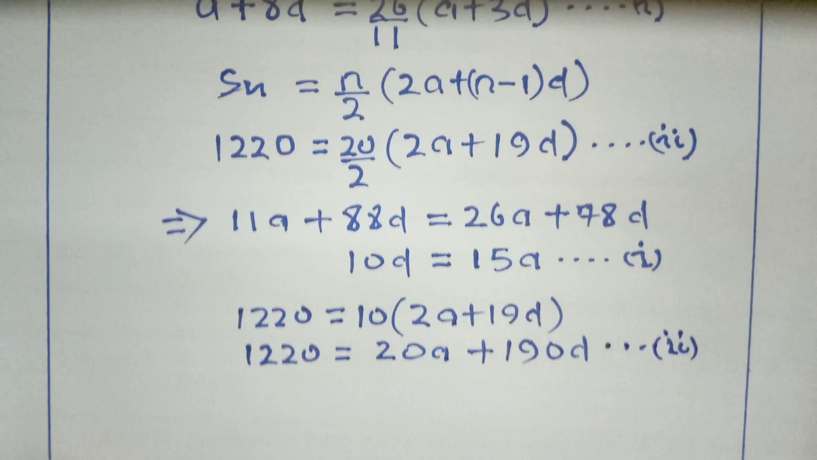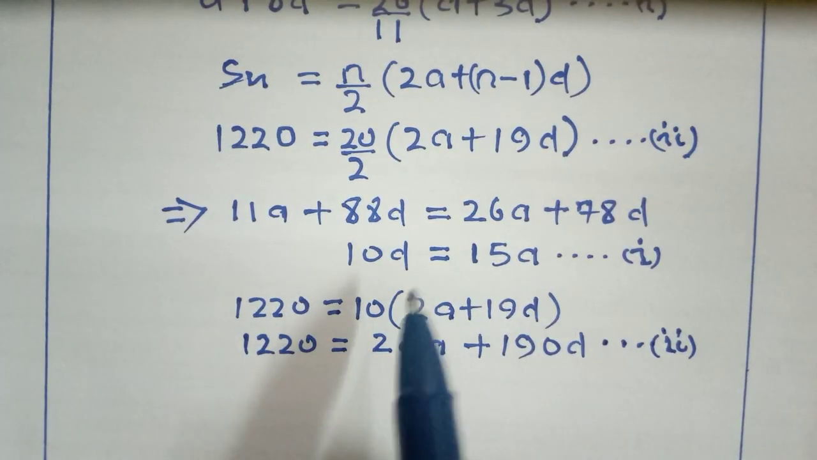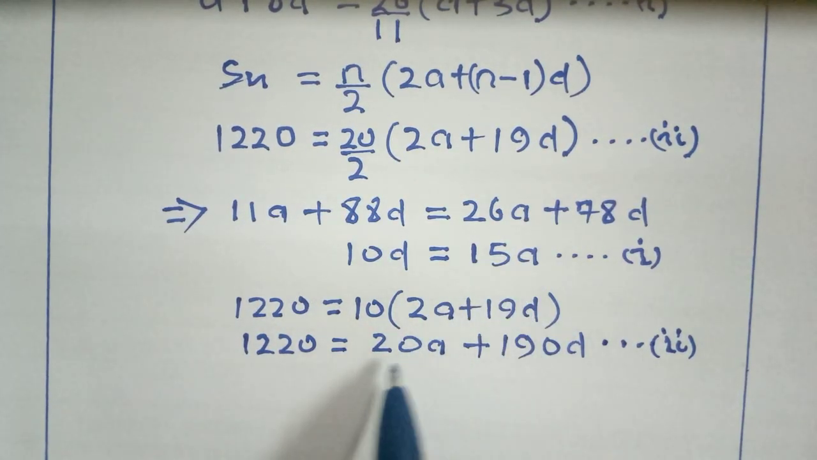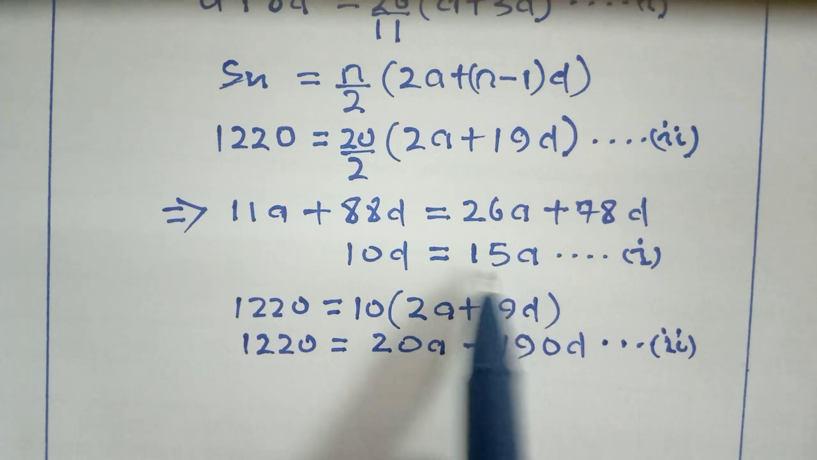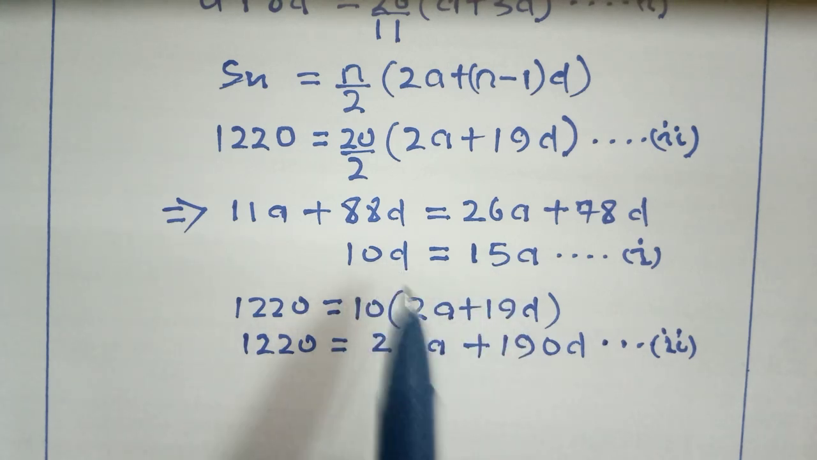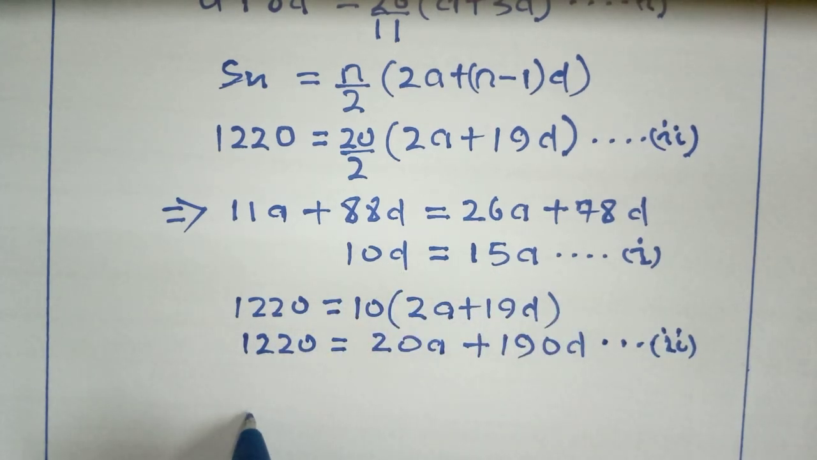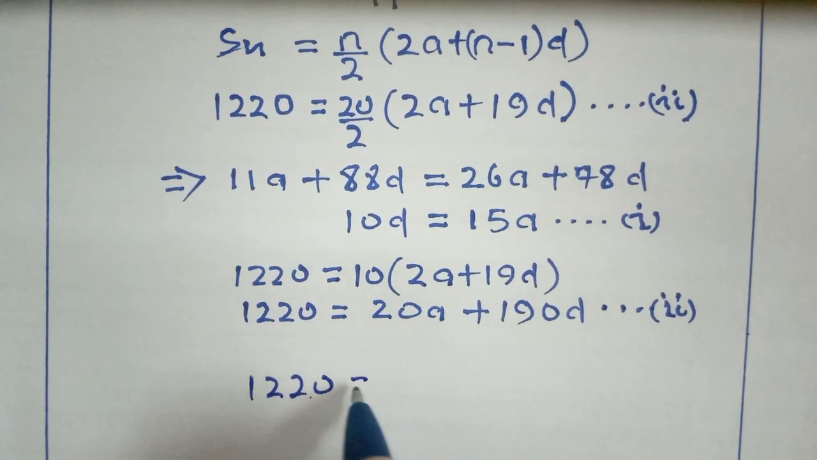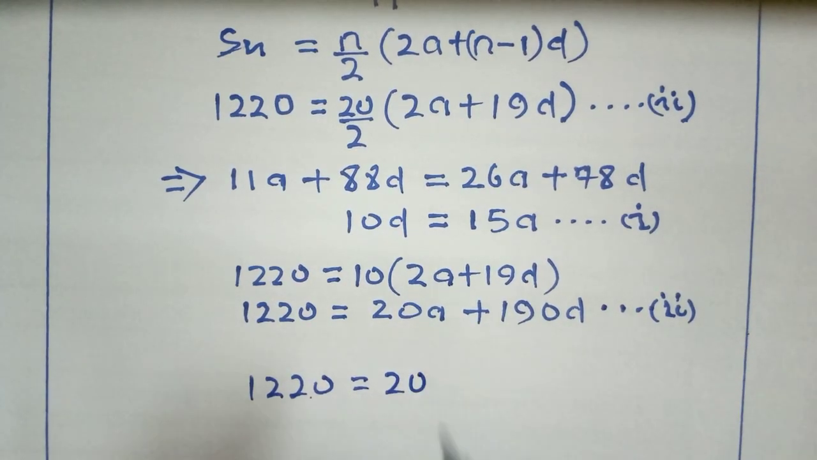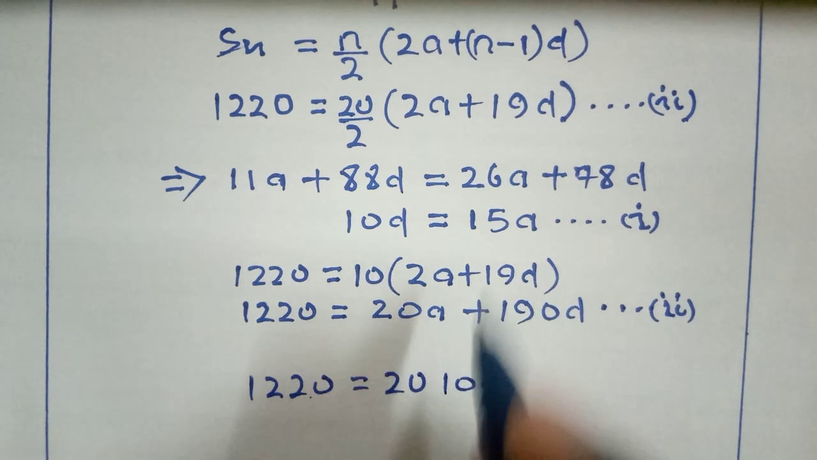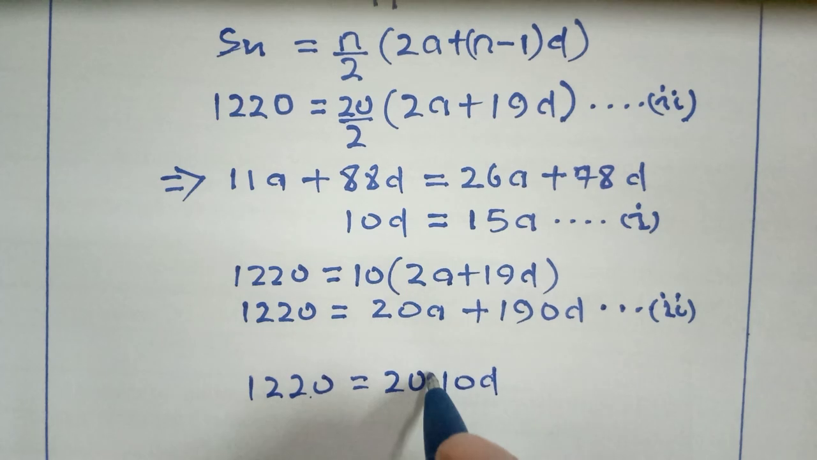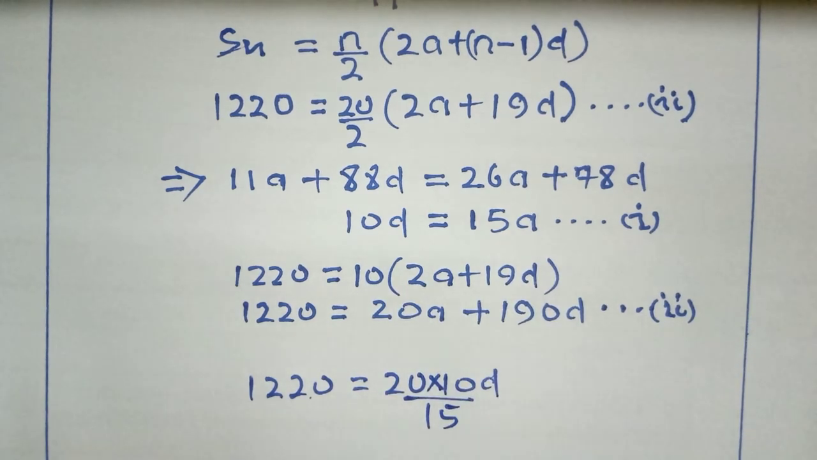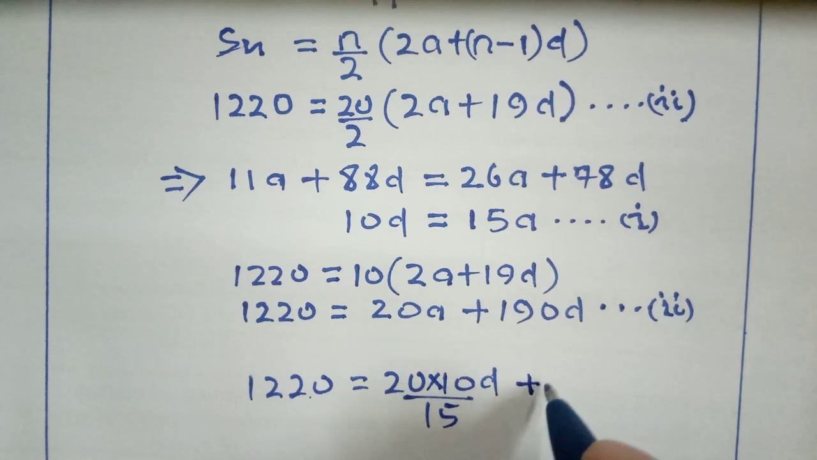So guys, now we come and just replace. We replace for a in this equation. The a here is supposed to be 10d over 15. So we shall write 1220 equals 20 times, for a we have said it's supposed to be 10d all over 15, plus 190d.